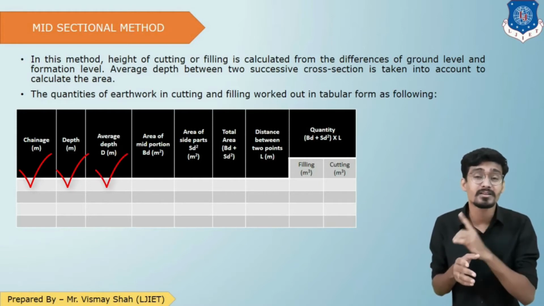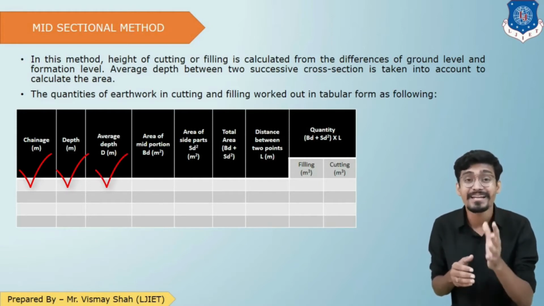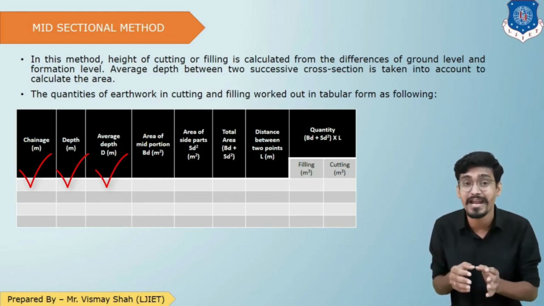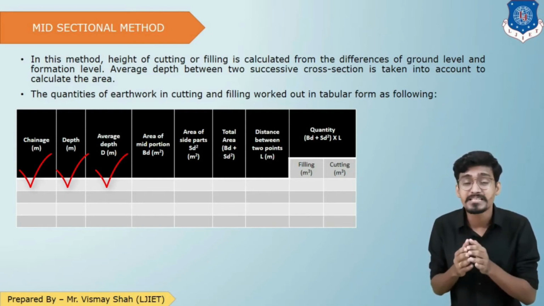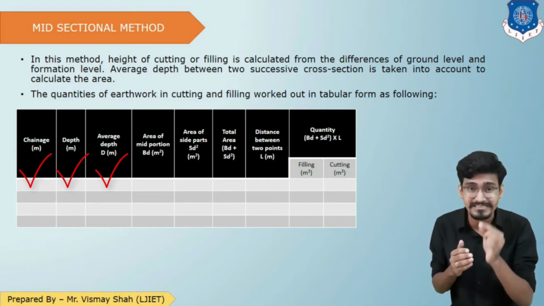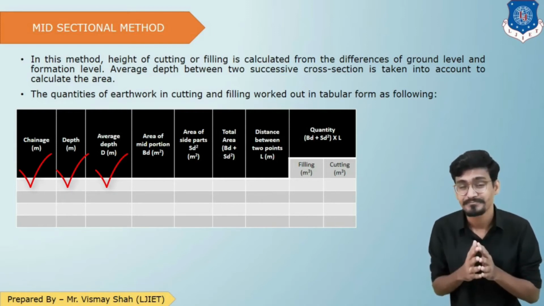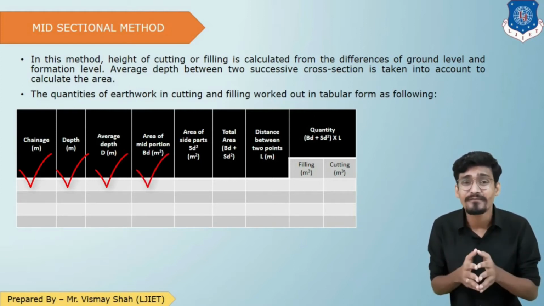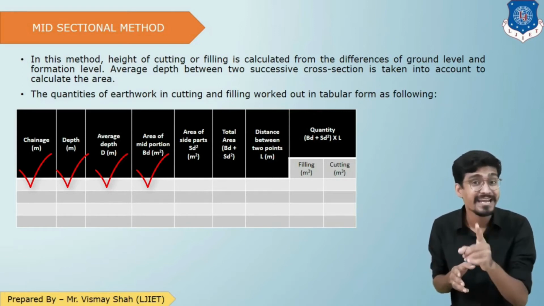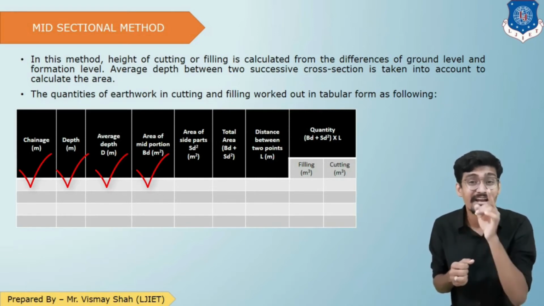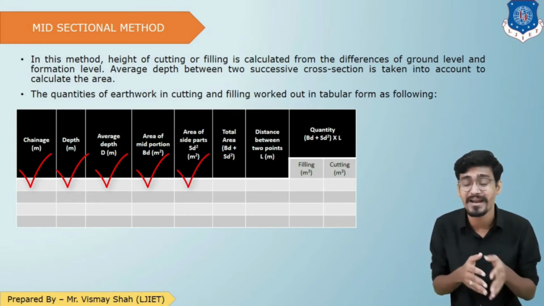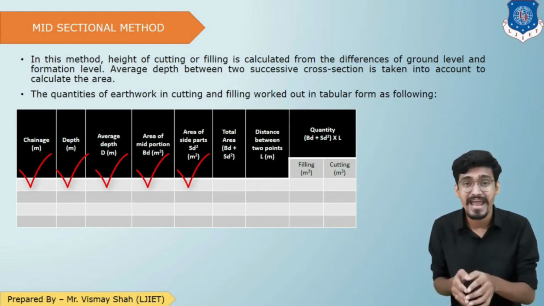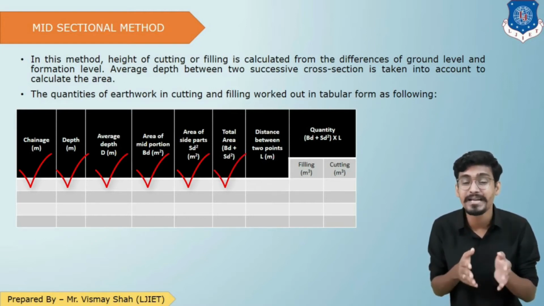Here, in the theory portion, I have read that average depth is calculated from two successive cross-sectional depths. So, average depth is the average depth of the two successive cross-sections. Then, the area of the mid portion, that rectangular portion, is BD, where D is your average depth. Then, the area of the side portion is SD square, where again D is your average depth.